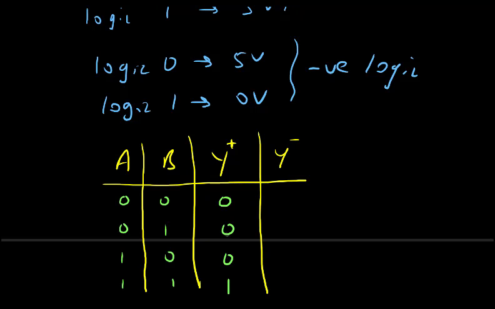But for negative logic, this 0 will become 1, this will become 1, this will become 1, and this will become 0. So this is the AND output for negative logic, and this is the AND output for positive logic. Generally, in most cases, we always use positive logic unless it is stated that it is negative logic. So generally this is what we use.